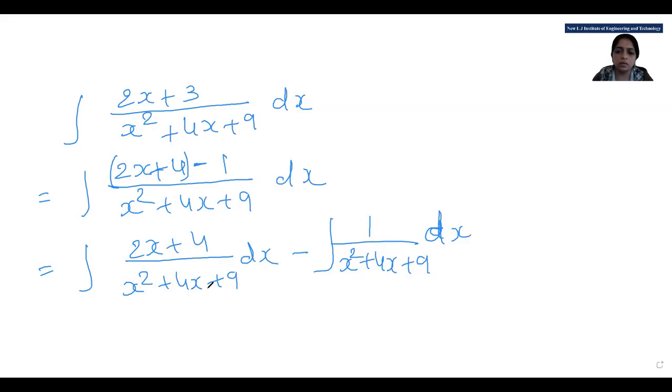Now, the integration of the first part: first we will assume x square plus 4x plus 9 as t. Then we can do it. This is the derivative of the denominator, that is 2x plus 4, which is in the numerator. So we directly write the integration as log of x square plus 4x plus 9.